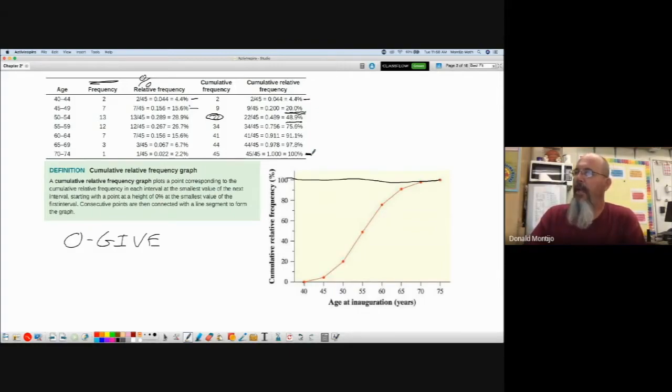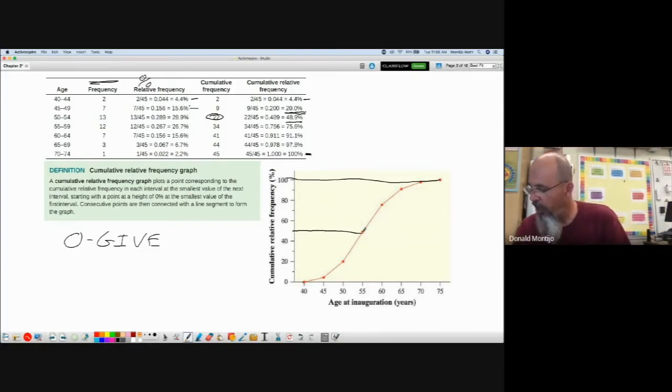So we may be asked, half of all presidents are less than what age? Well, 50%, that would be half. So we would go across and then draw a line straight down and say, oh, well, that looks to be approximately 54. So we would say approximately half of all of our presidents were 54 or younger at the time of inauguration.